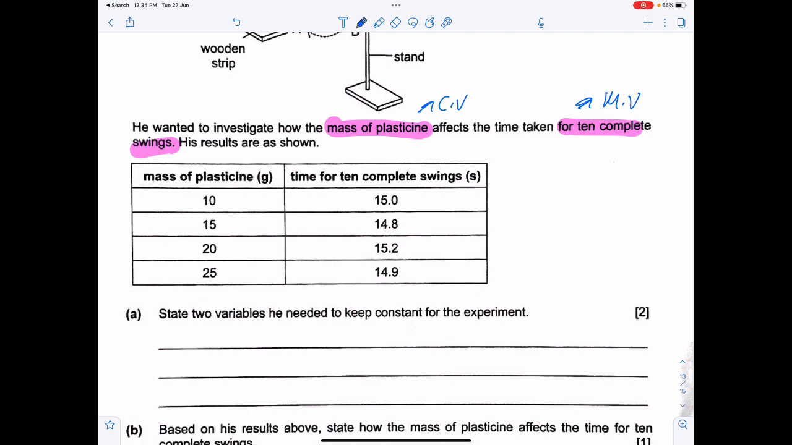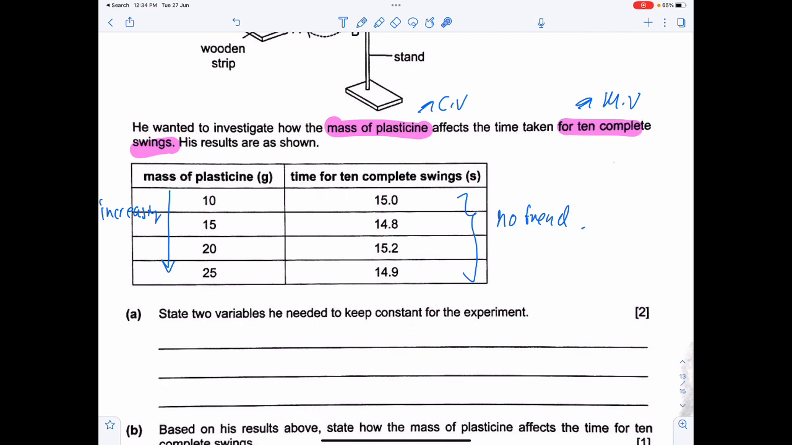So whenever you see a trend, the first thing I like to do is see whether this is actually increasing. Is it increasing? 15, 14, 15.2, it is decreasing, increasing, decreasing. No trend. I have no idea. More than half the class actually put increase. As the mass of plasticine increases, the time taken for 10 complete swings increases or decreases. That's what you wrote. I have no idea why you wrote that.